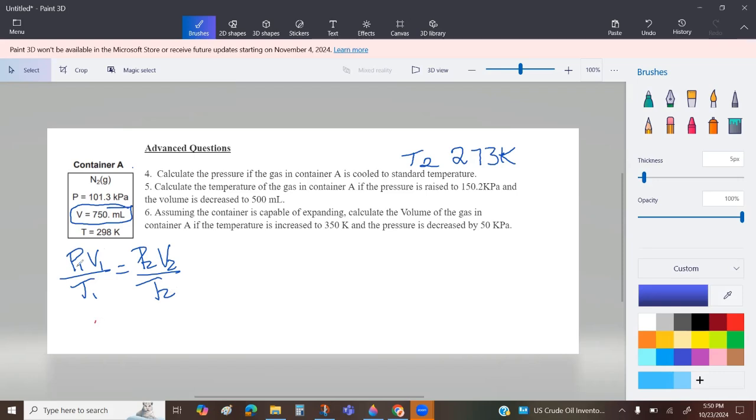Okay, so I'm going to go ahead and take volume out of this equation. So once I take volume out of the equation, I have only pressure and temperature. That's Gay-Lussac's law. So I'm going to go ahead and plug in my pressure and my temperature. So 101.3 is my starting pressure over 298 is my starting temperature equals, I am calculating a new pressure. So P2 is my variable, over a new temperature, which is 273.